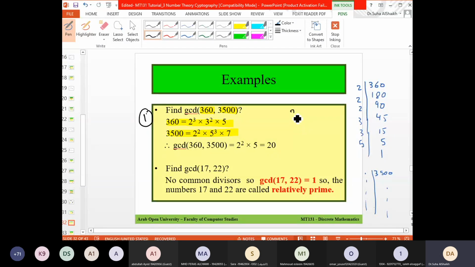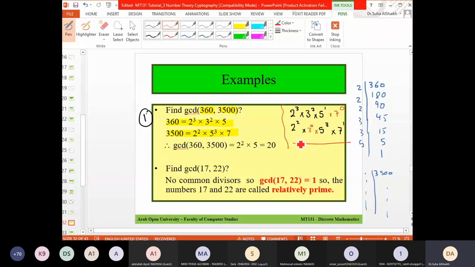How can I take the minimum power? Let me write the two factorizations in a parallel way. This one is 2 power 3, 3 power 2, and 5 to the power 1. This one is 2 power 2, and I have 5 to the power 3, and I have 7 power 1. Since I don't have a 3 here, I'm going to add 3 power 0. Since I don't have 7 here, I'm going to write 7 power 0. So they are arranged on top of each other.